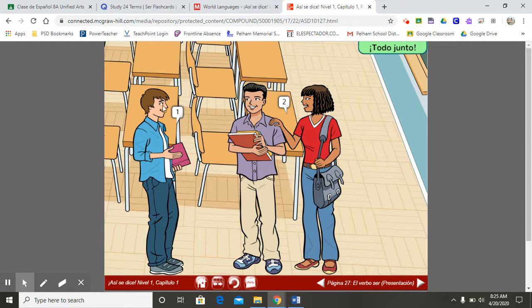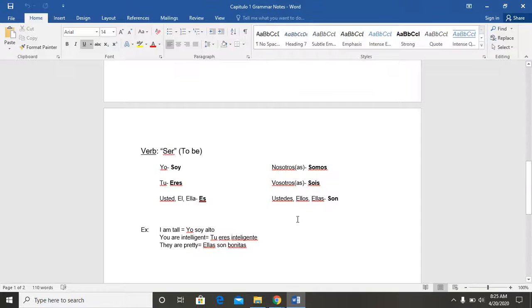Now the boy is talking to the group, and he says, "Ustedes son de Argentina, ¿no?" You all are from Argentina, right? He could have been talking to a group of students, a group of adults. Ustedes is not formal or informal, the plural version. So if you look at the chart, this one right here is like saying you all.